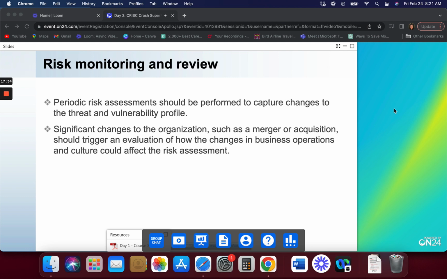So again, what is performed to capture changes to the threat and vulnerability profile? Those would be periodic risk assessments. What should trigger an evaluation of how changes in business operations and cultures could affect the risk assessment? Again, that would be significant changes such as a merger or acquisition. That would trigger that evaluation.